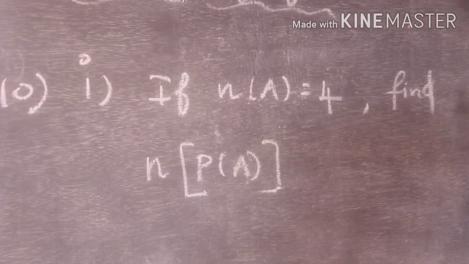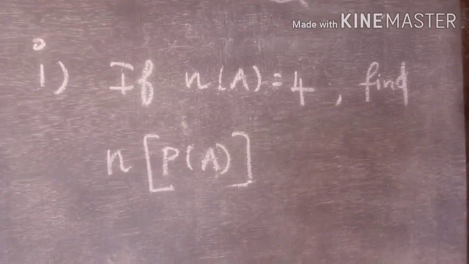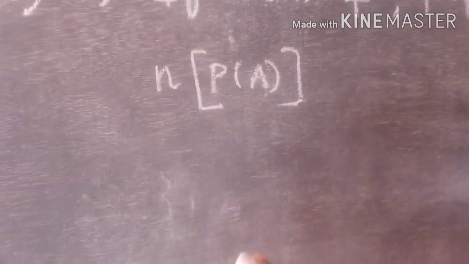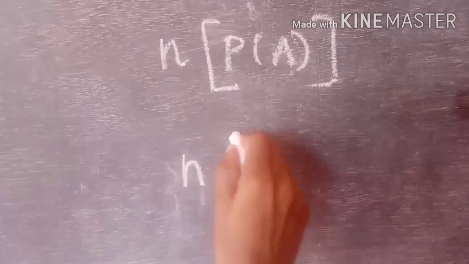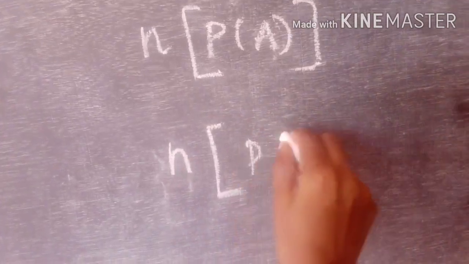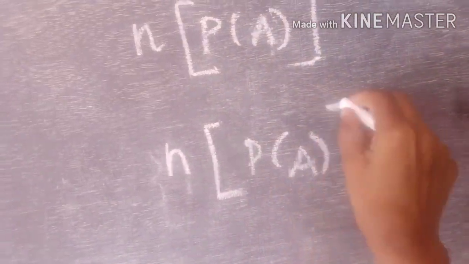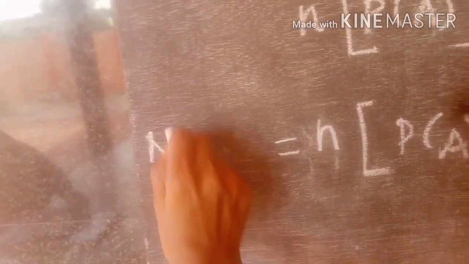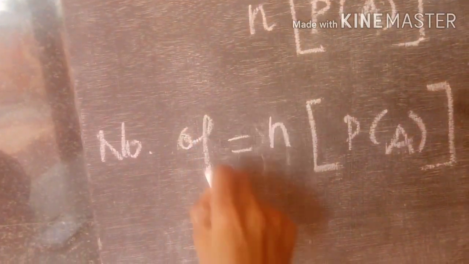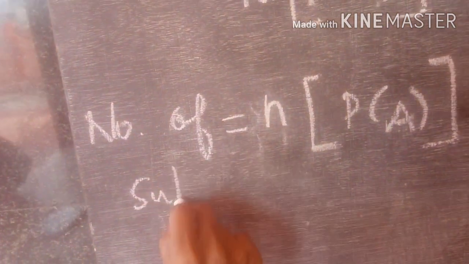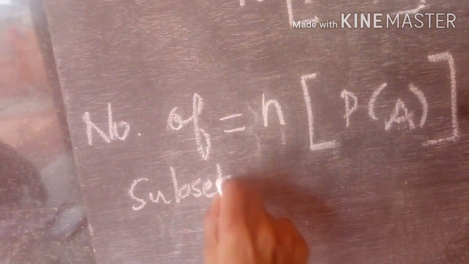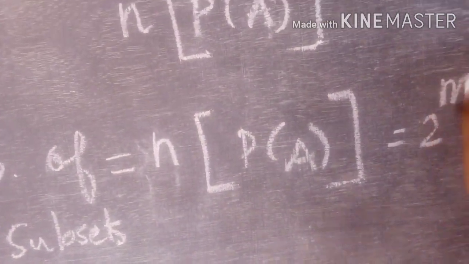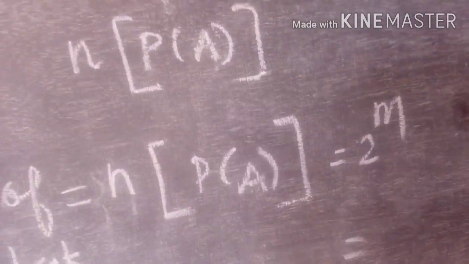So 10th la first question கொடுத்திருக்காங்க. If n of A equal to 4, find n of P of A. So what is the n of P of A means அப்படின்னா that is the number of subsets. அதை நம்ம n of P of A ன்னு சொல்கிறோம். n of P of A ன்னா என்னது? Number of subsets. Number of subsets னா what is the formula?